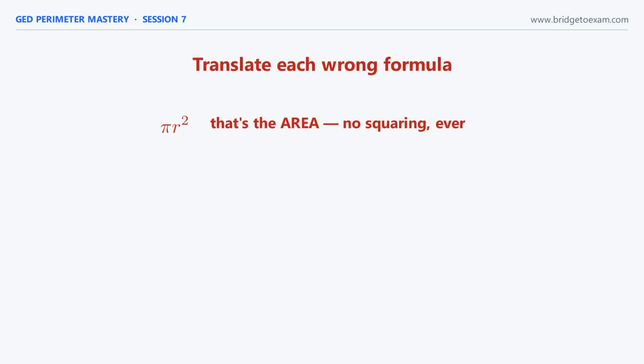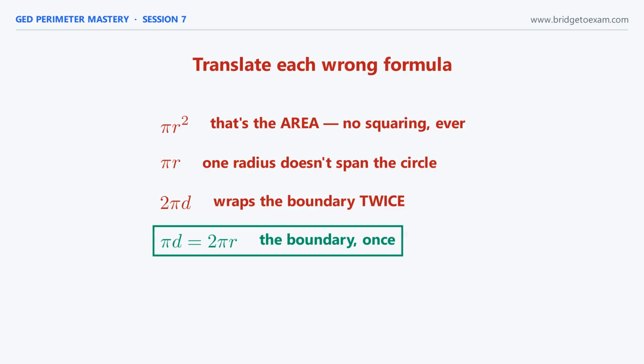And the single most expensive mistake in this session? Using pi r squared for circumference. That is the area formula. Circumference never squares anything. Translate each wrong formula into a picture. Pi r uses one radius, and one radius doesn't span the circle. 2 pi d wraps the boundary twice, and pi r squared measures the surface inside.